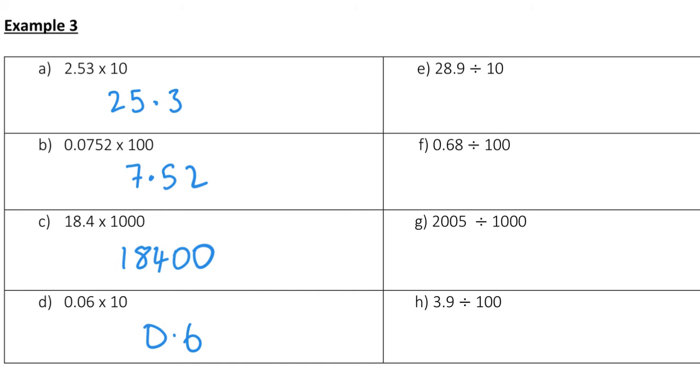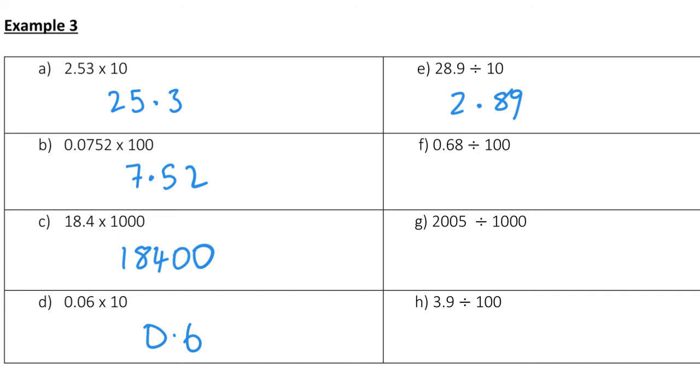Dividing by 10 then, in example A, it's going to make the number smaller. So we could have a quick estimate of that. So 28.9 is pretty much 30. 30 divided by 10 we know is 3. So our answer is going to be in around 3. Moving the decimal place once, we'll get the answer to be 2.89.